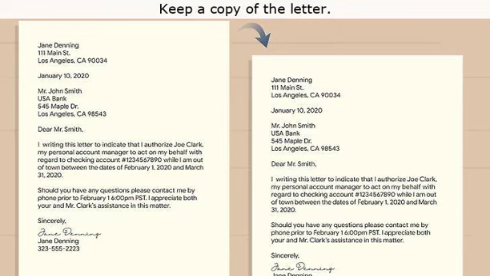Step 5. Keep a copy of the letter. Make sure to retain a copy of the letter for your records. You may need to produce it if any questions arise regarding the authorization you've given to your proxy.